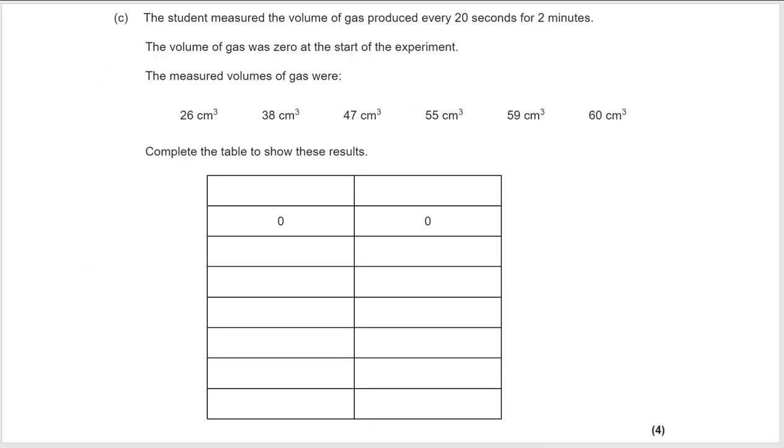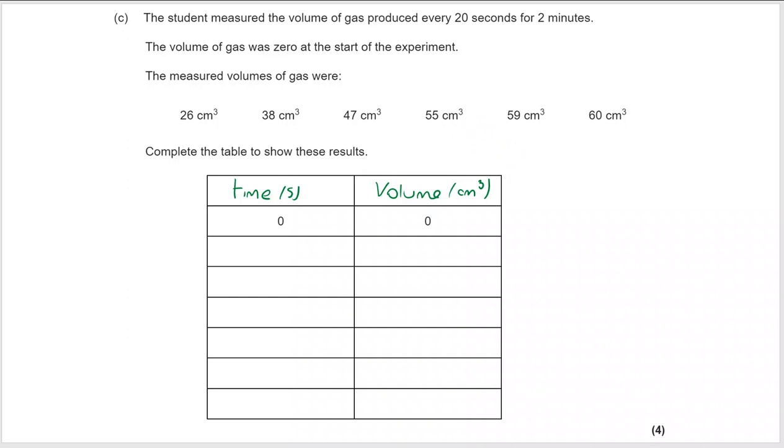For the next question, there are 4 marks available here. You need to put column headings in. So we've got time and volume, but you also, for the second mark, need to put the units in. We're doing 20 seconds for every 20 seconds for 2 minutes. So time is in seconds and volume is in centimetres cubed.